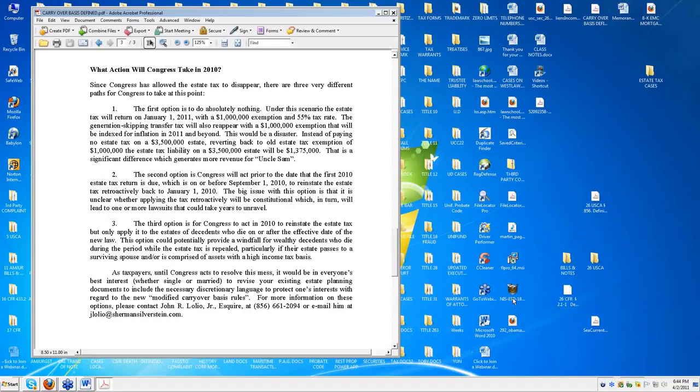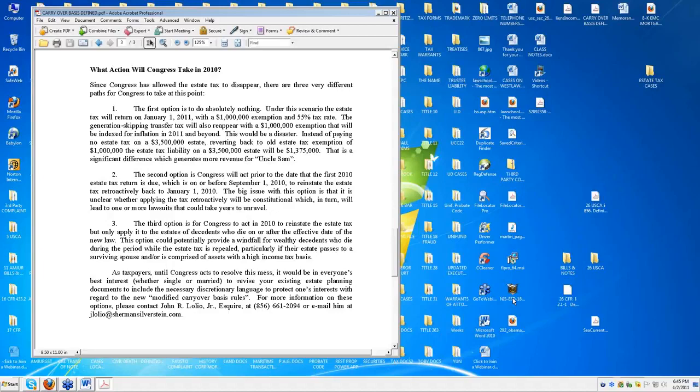As taxpayers, until Congress acts to resolve this mess, it would be in everyone's best interest, whether single or married, to revise your existing estate planning documents to include the necessary discretionary language to protect one's interests with regard to the new modified carryover basis rules.